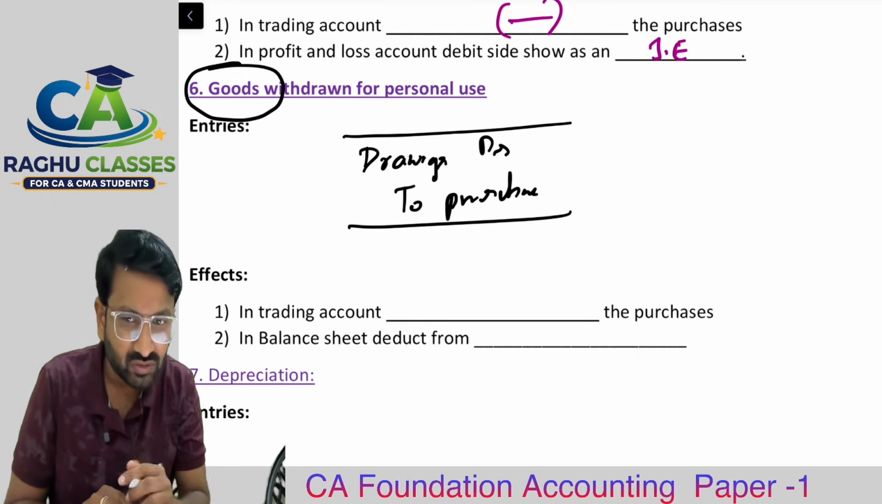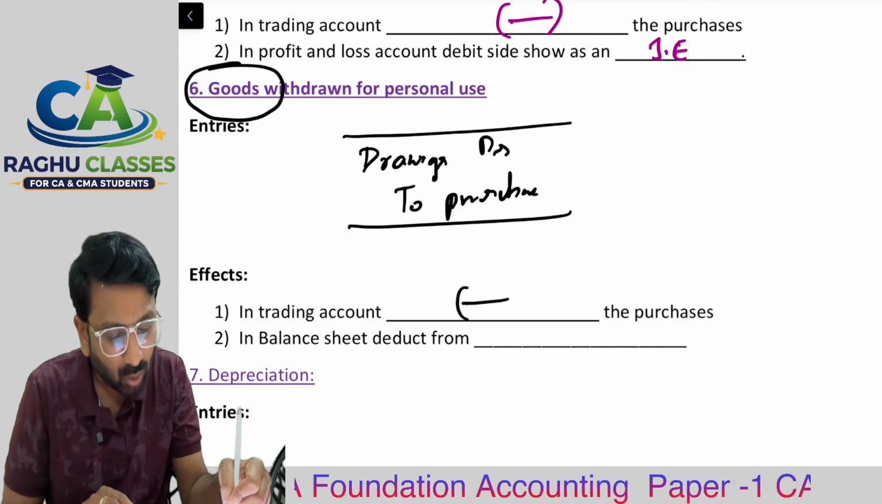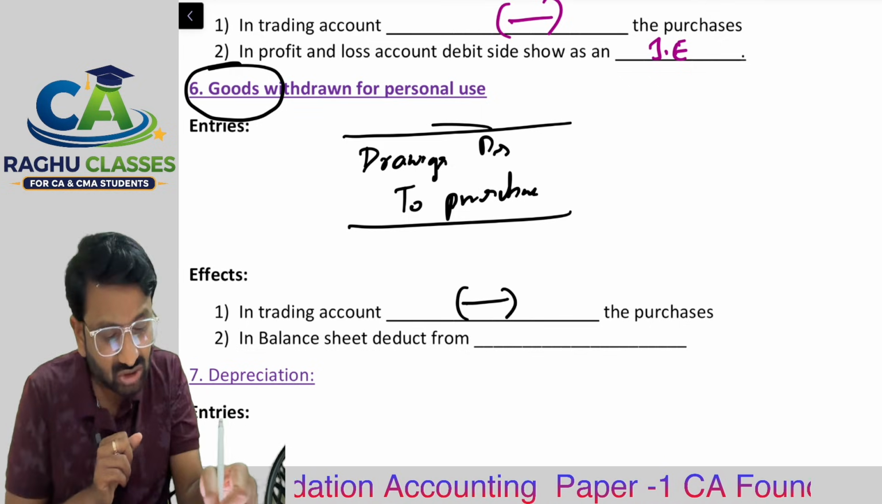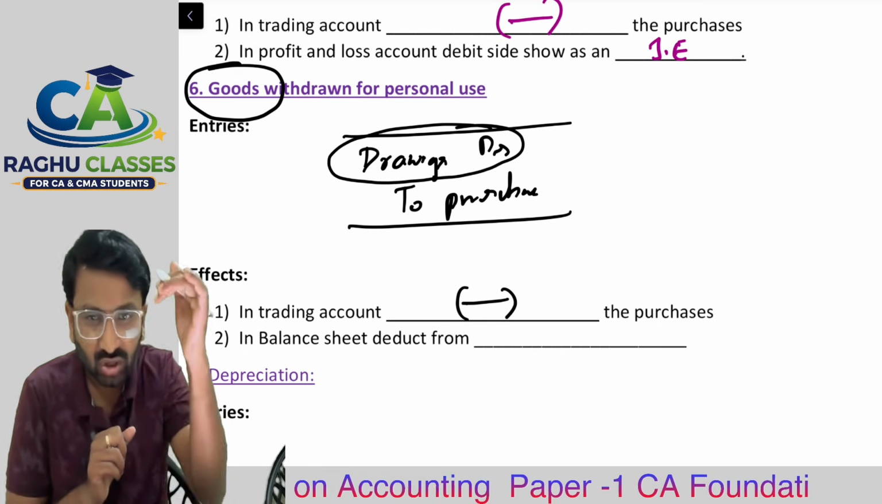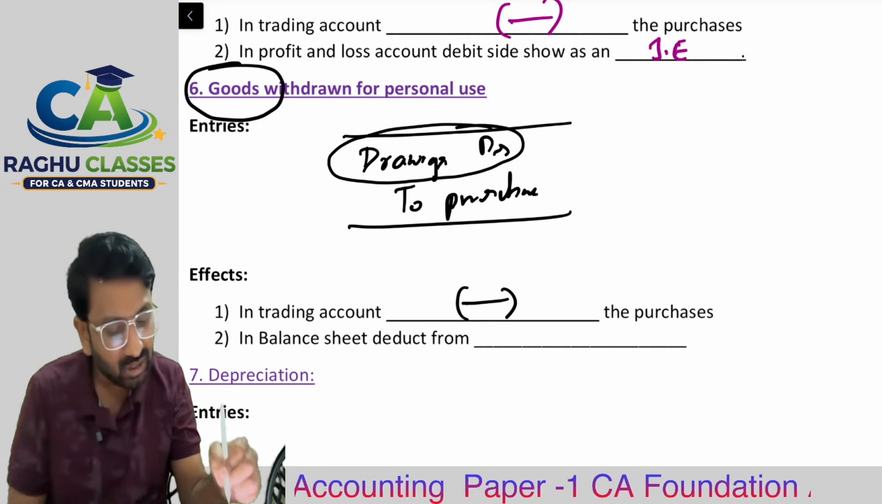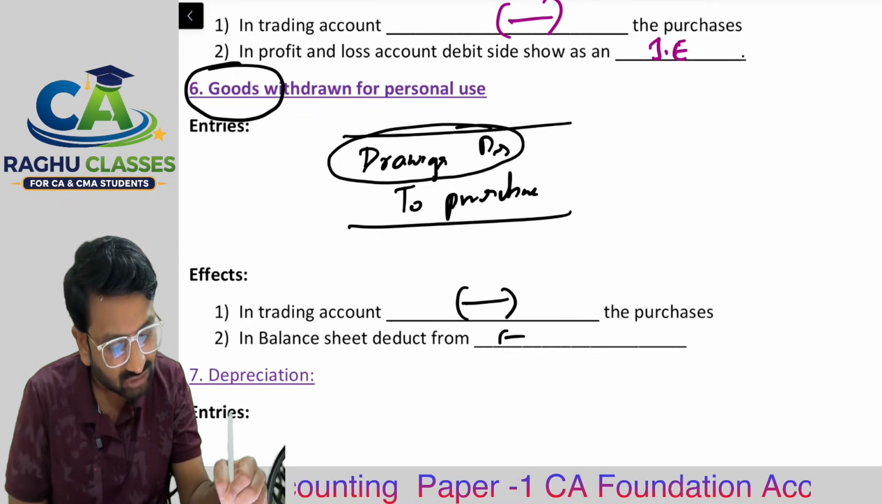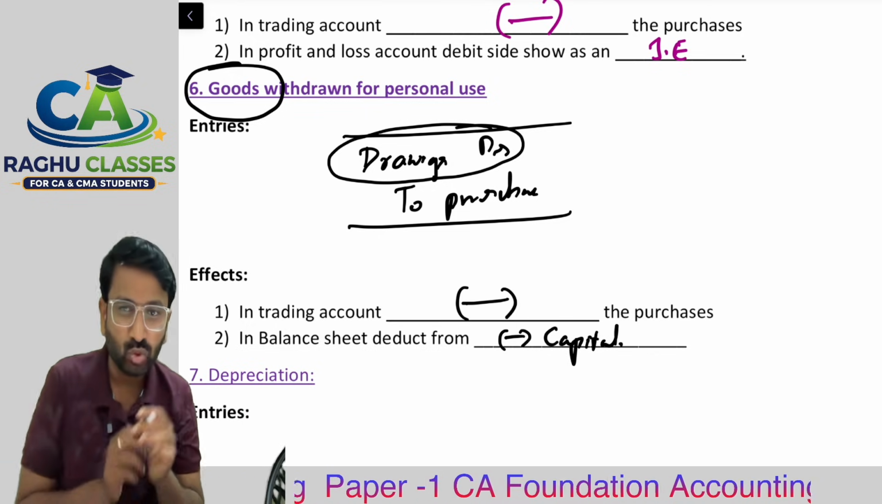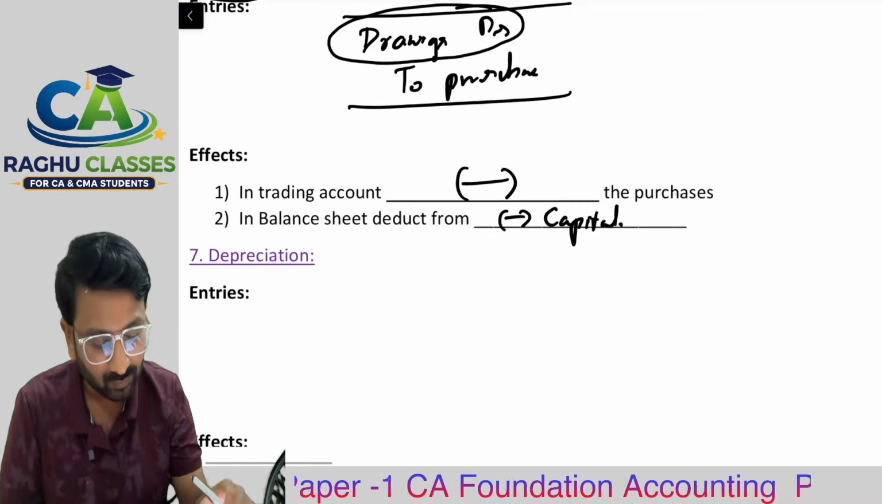Now what are the effects for this? In trading account, minus from purchase, and this drawings will result in reduction of capital of the owner. So in the balance sheet, we are going to deduct this from capital. These are the two effects in case of goods withdrawn for personal use.